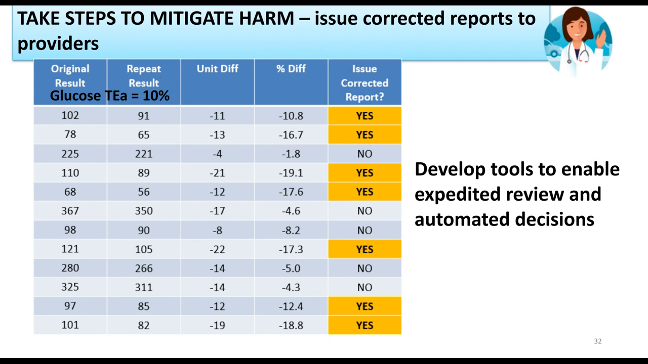In order to perform this evaluation quickly and accurately, we've built a tool to automate the evaluation process. Techs can enter the original patient result and repeat result, and the tool will automatically calculate the percent difference between the original and repeat value and determine which results should have a corrected report issued based on the allowable error. Development of these kinds of tools enables expedited review and more automated decision-making for the technologists.